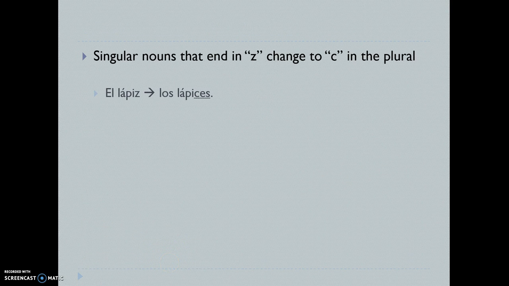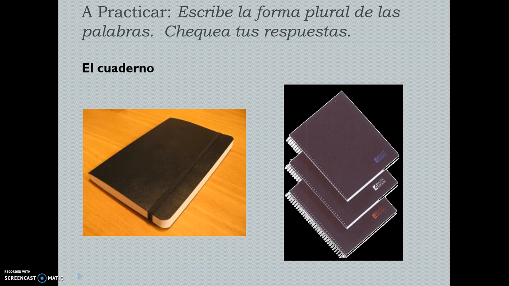Something important to remember, an exception to the rule. Singular nouns that end in Z change to C in the plural. Por ejemplo, el lápiz, the pencil, los lápices. That Z changes to a C when we make it plural. El lápiz, los lápices.